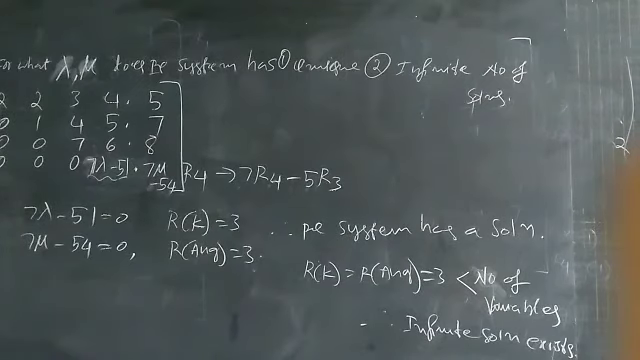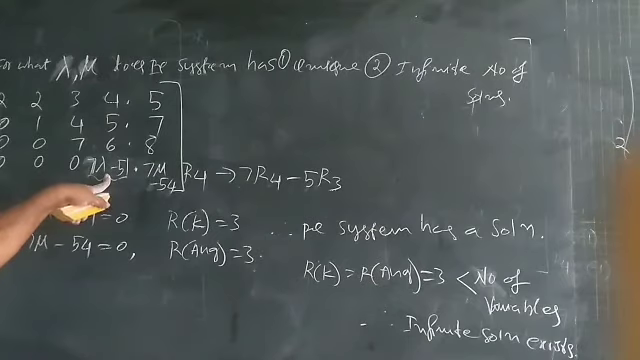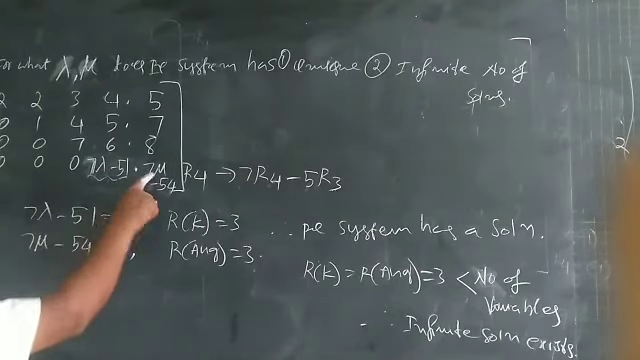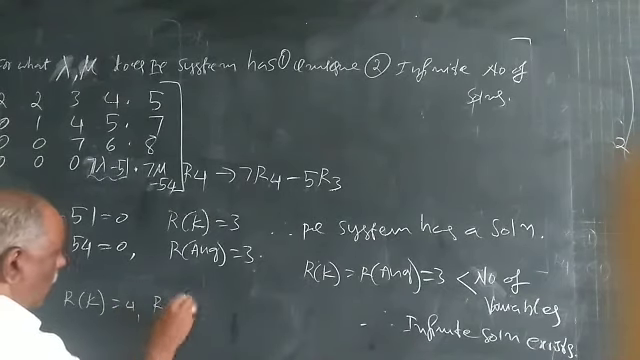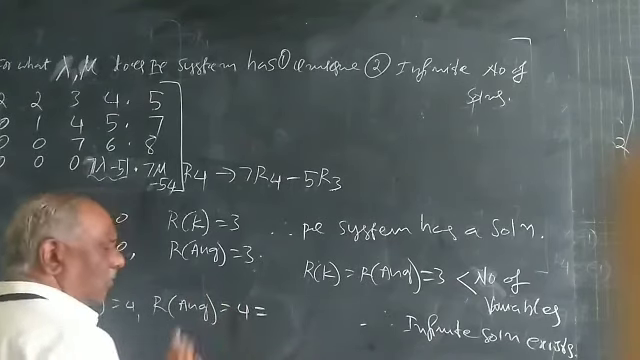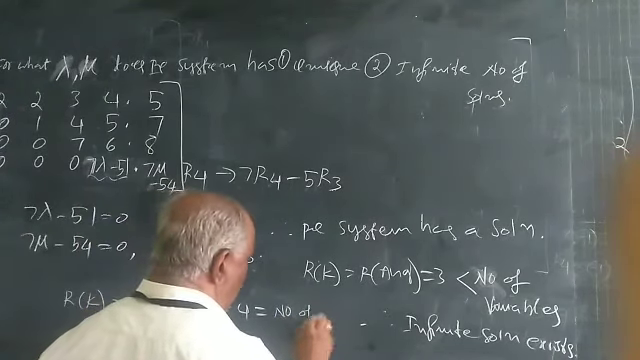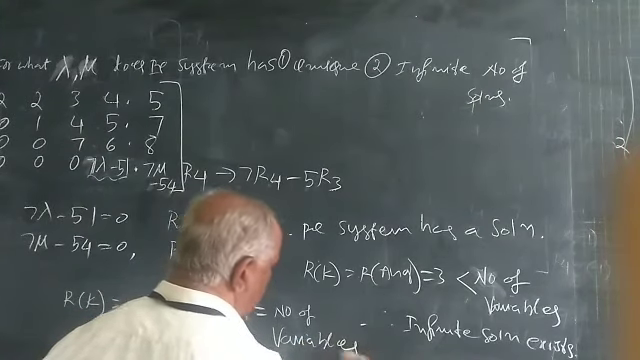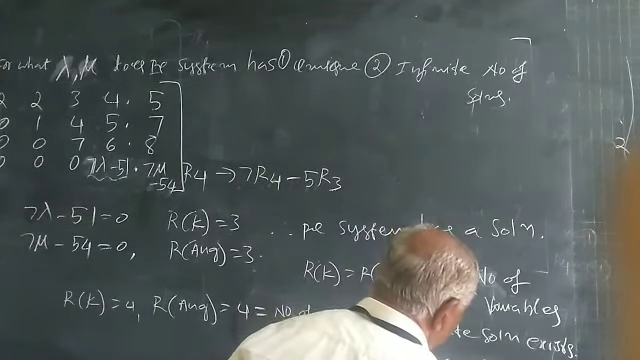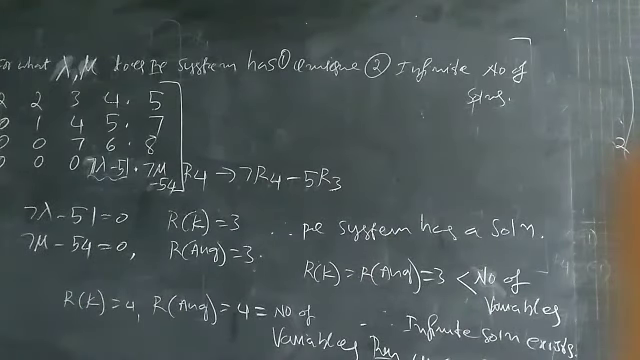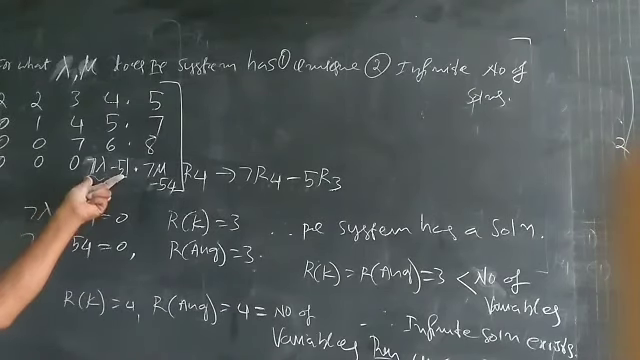Next, when does a unique solution exist? Suppose rank of coefficient matrix is 4, rank of augmented matrix is also 4, equal to the number of variables, then a unique solution exists. Now, in order that the rank of coefficient matrix is equal to 4, what should be the value?